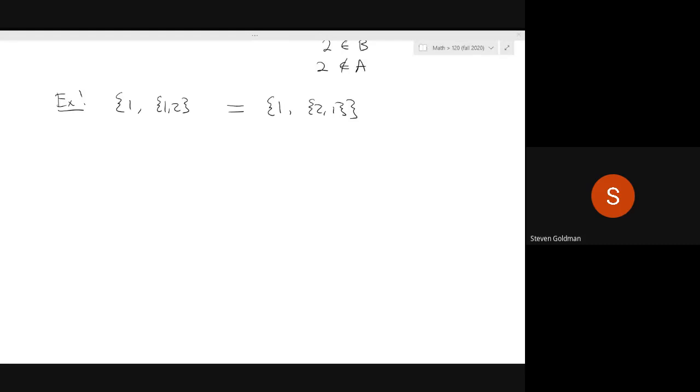So again, order doesn't matter. These two sets that I wrote out would be the same. It doesn't matter if I do 1, 2 or 2, 1. The order doesn't affect anything. Okay.